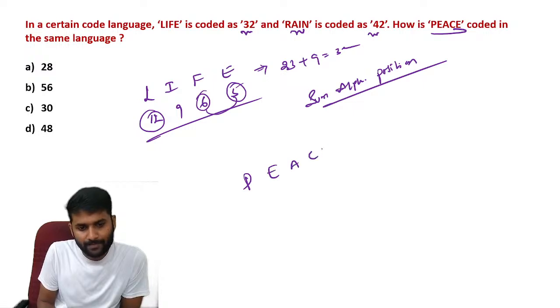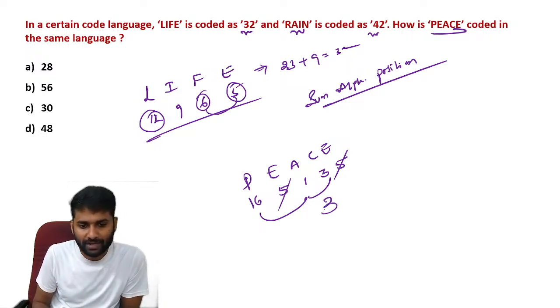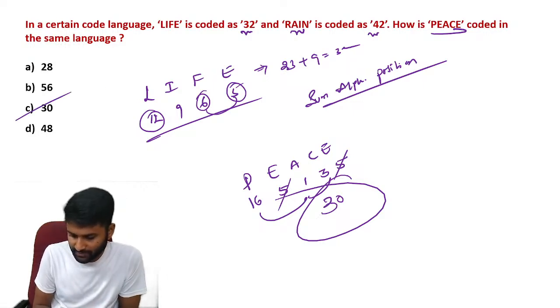Now peace: 16, 5, 1, 3, 5. Let's find the sum value. 5 plus 5 is 10. So 16 plus 1 plus 3 is equal to 20. So then the total value is equal to 30. 30 is the correct answer. Very good, Nana.